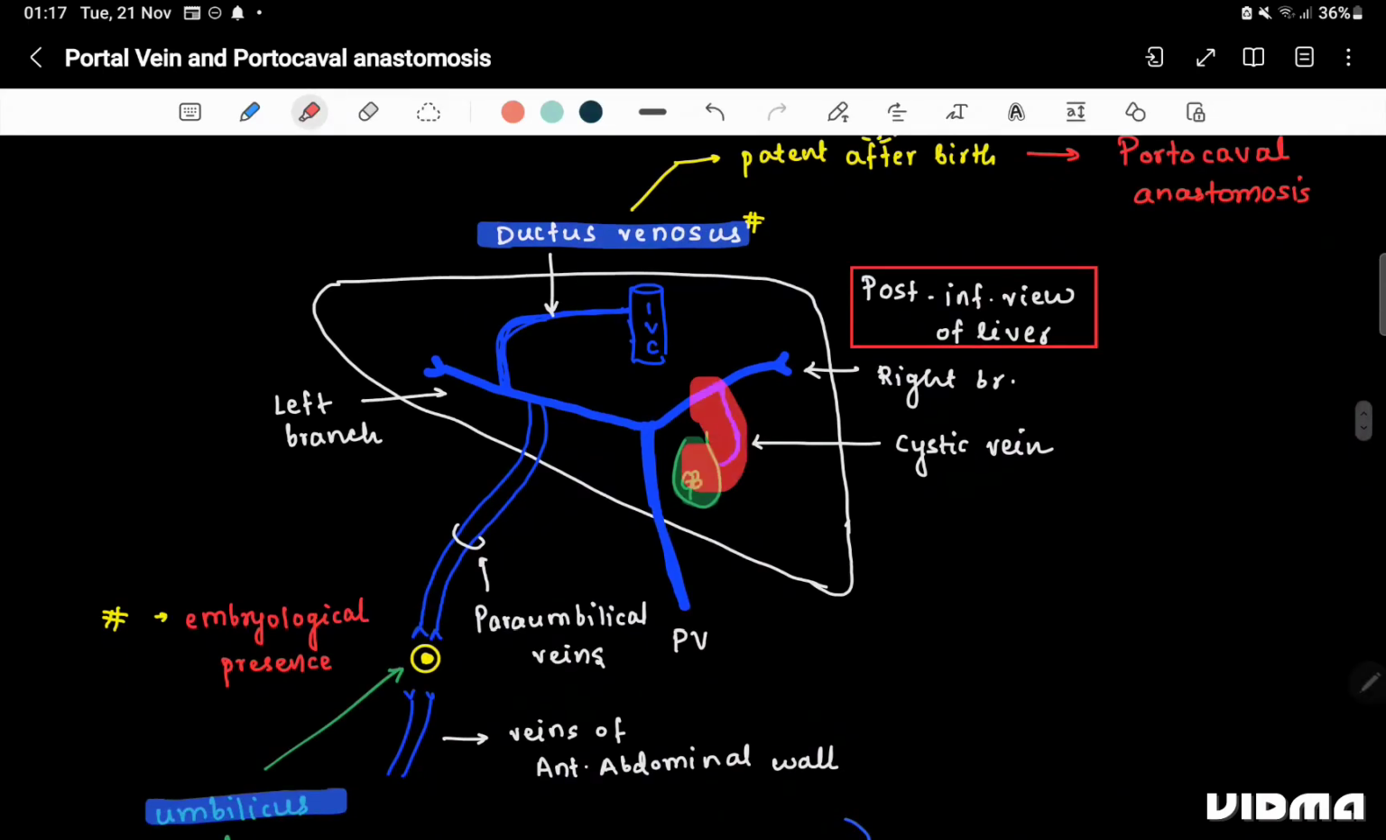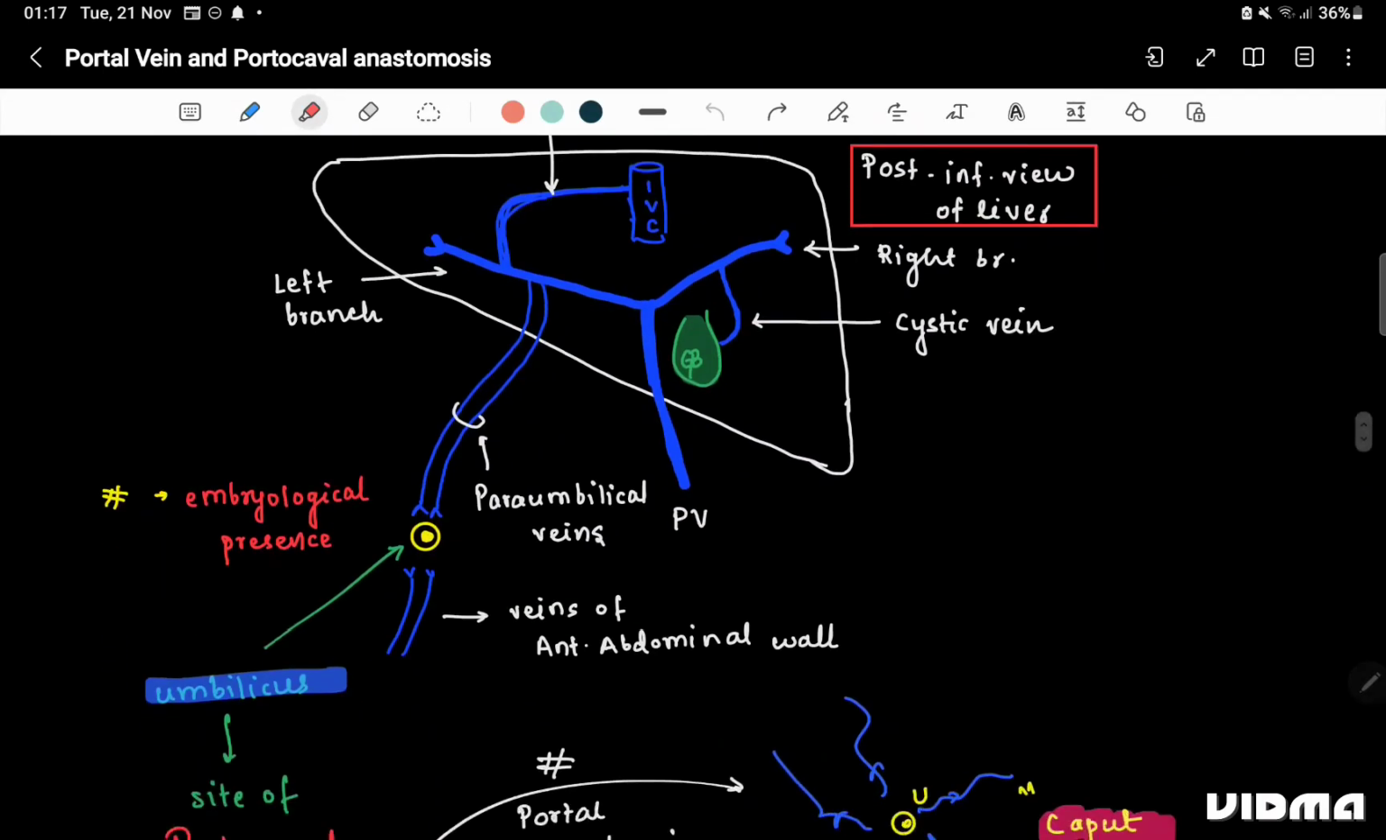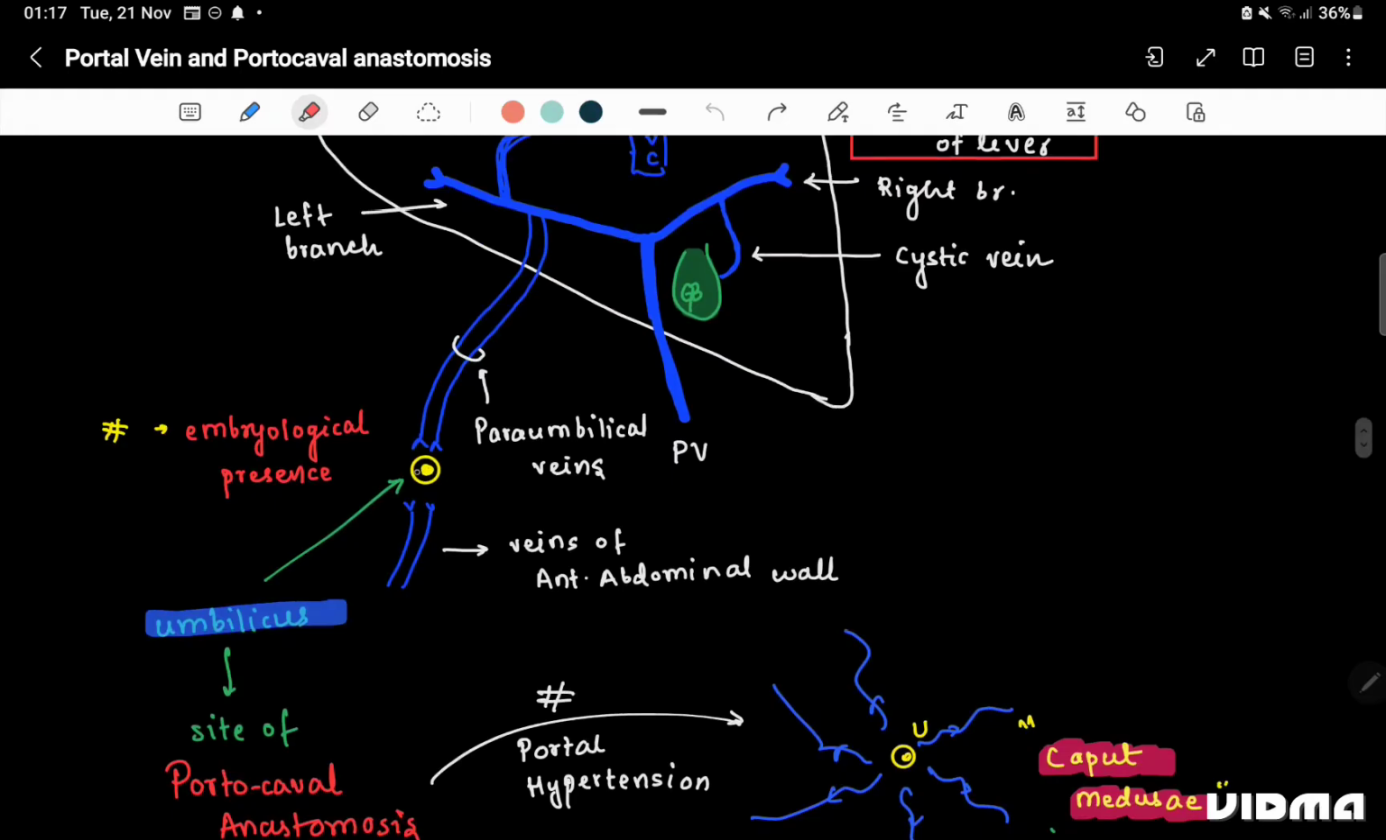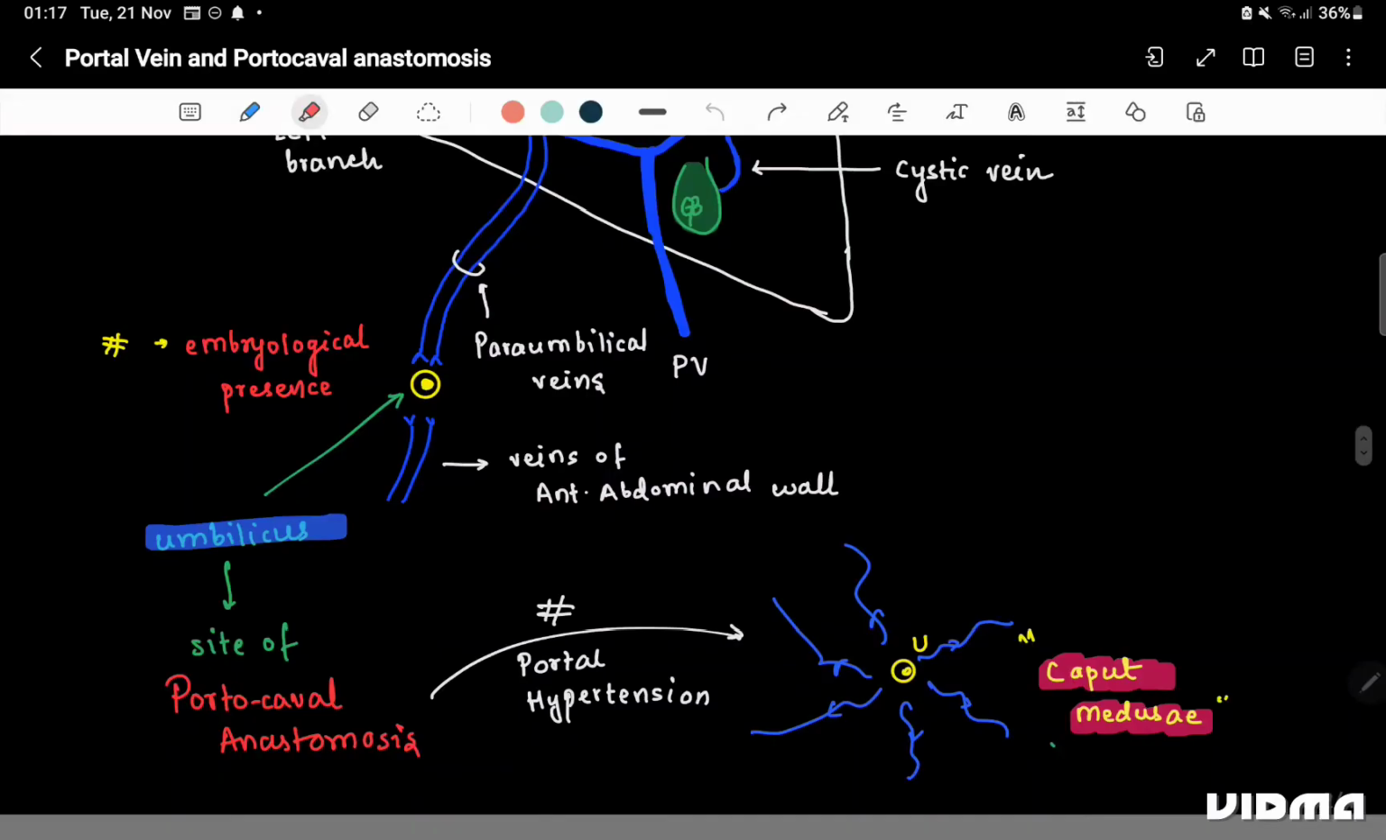And then you have the cystic vein supplying the gallbladder, and the para-umbilical veins. This will supply your umbilicus. Okay, and the veins of the anterior abdominal wall will also supply your umbilicus, and also carry blood away from the umbilicus as the veins to the heart. And this umbilicus is the site of a portocaval anastomosis also.